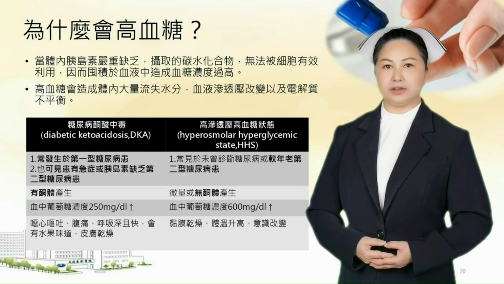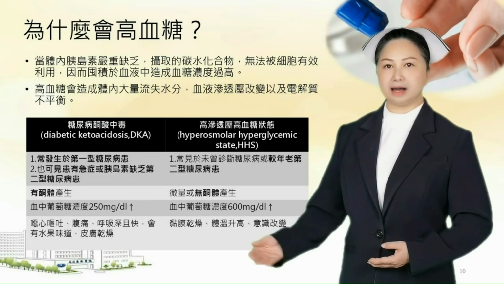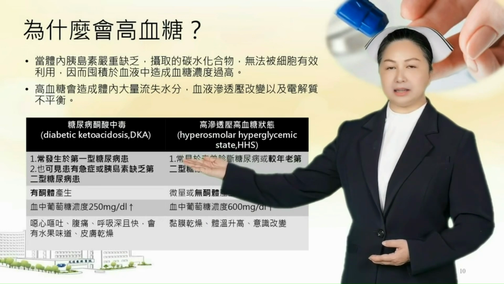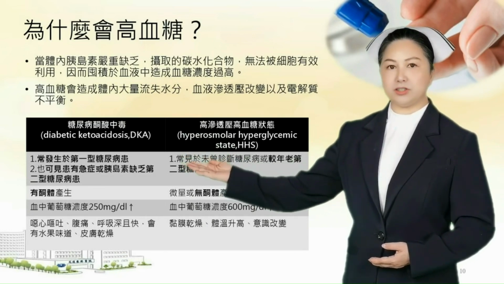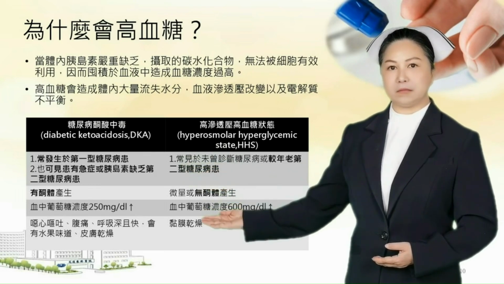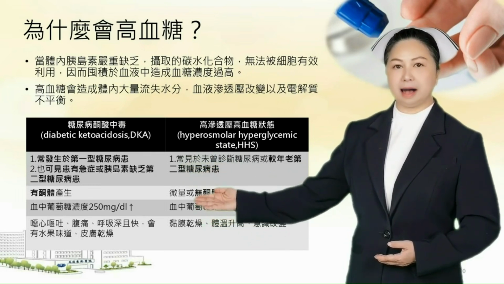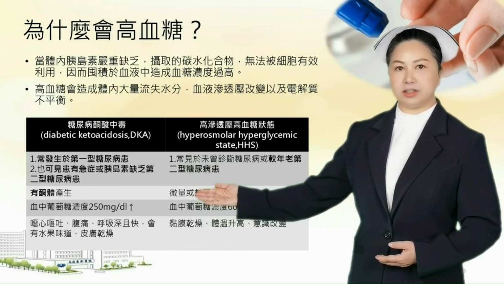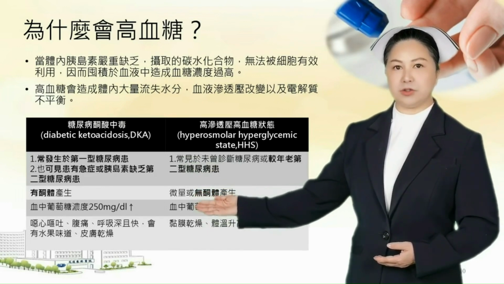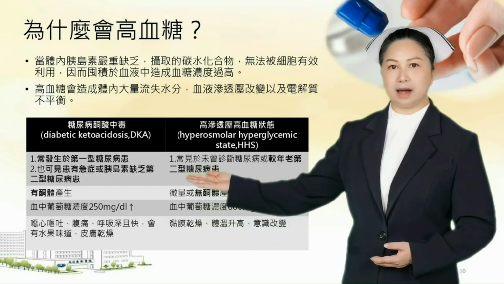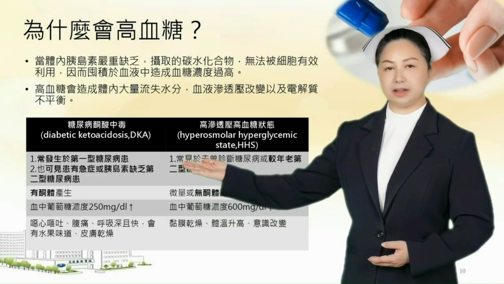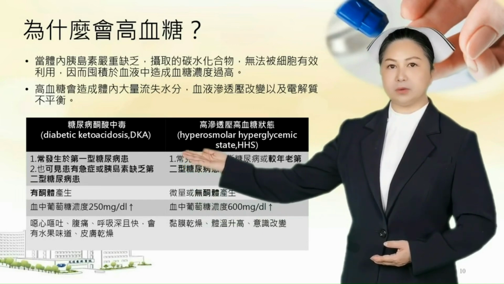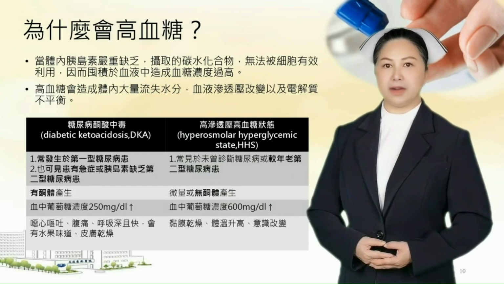When there is a severe lack of insulin in the body, the carbohydrates ingested cannot be used efficiently by the cells. As a result, they accumulate in the blood, causing high blood sugar concentrations, and high blood sugar can cause a lot of fluid loss in the body, dehydration, changes in blood osmolality, and electrolyte imbalances. Diabetic ketoacidosis often occurs in people with type 1 diabetes. Acute illness or insulin deficiency may also be seen in patients with type 2 diabetes.